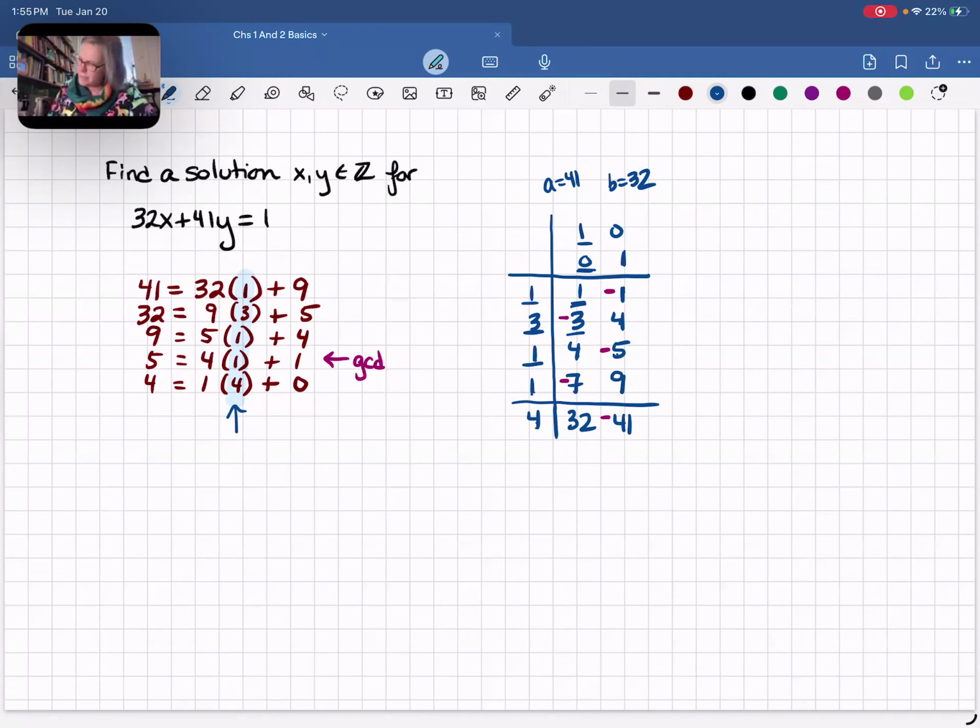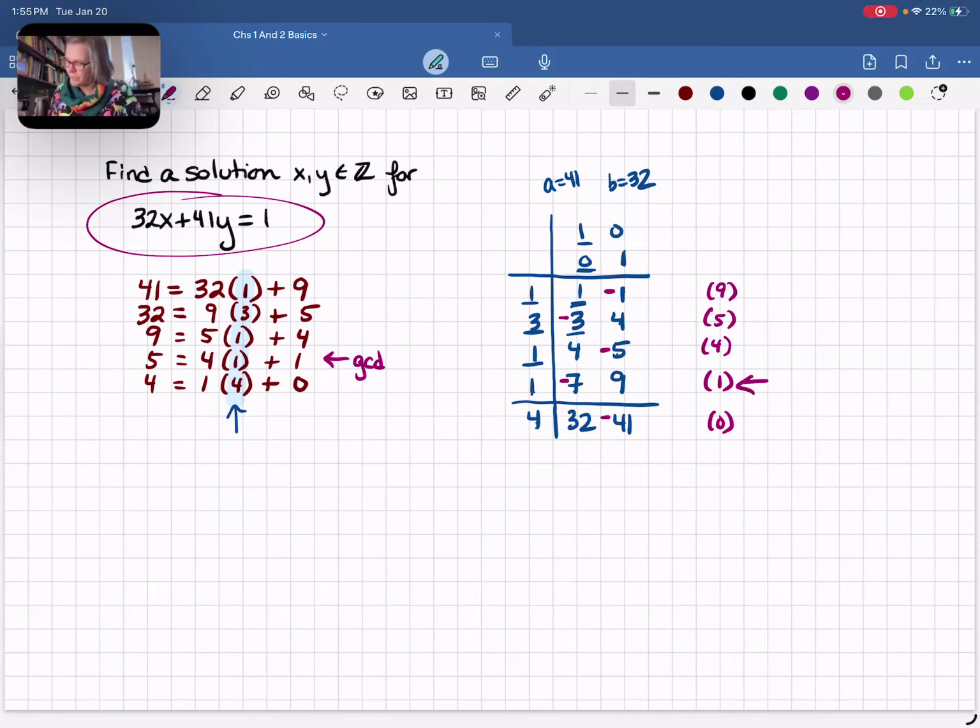And each row goes with each remainder. So this one is for the remainder 9, this one is for the remainder 5, this one is for the remainder 4, this one is for the remainder 1, and this one is for 0. So we're trying to find the solution to 32x plus 41y equals 1, which means we want to look at this column here where we get 1, okay?